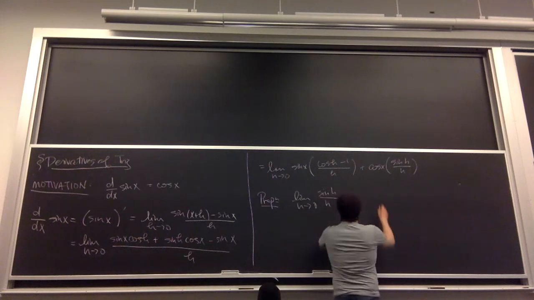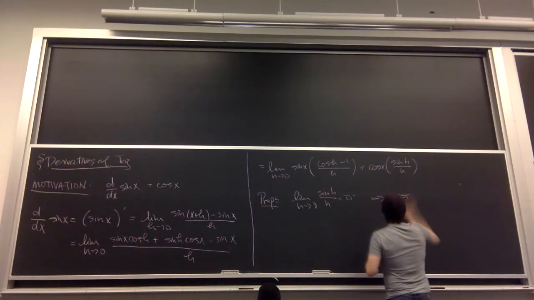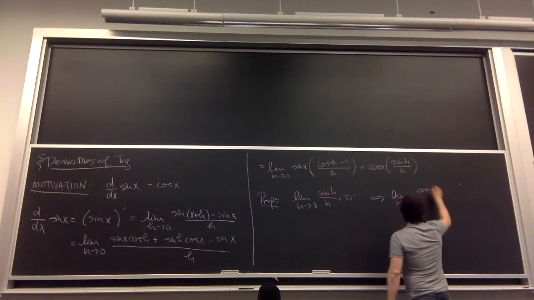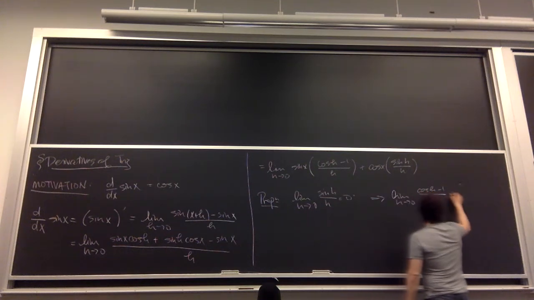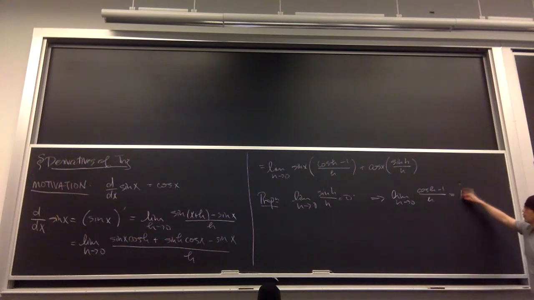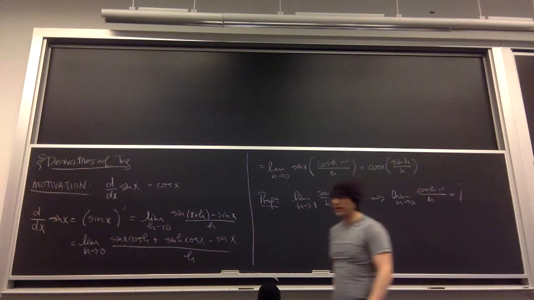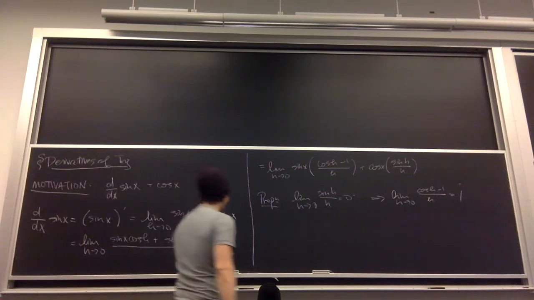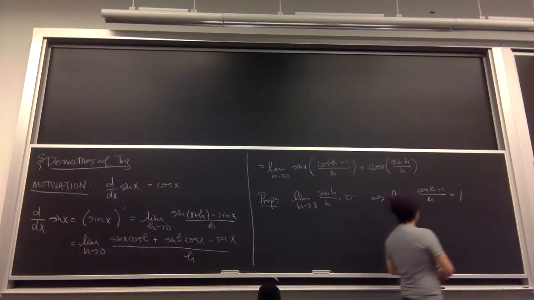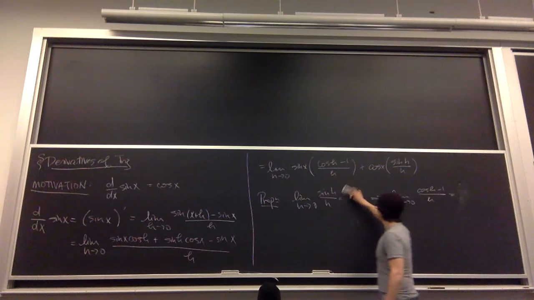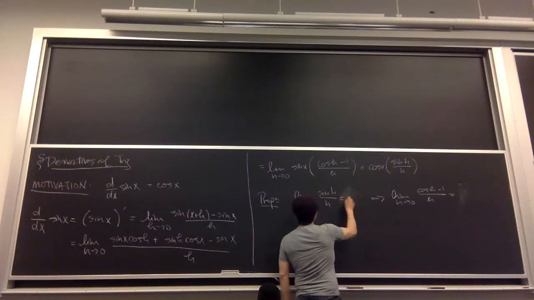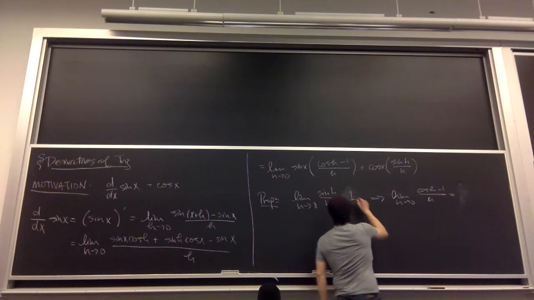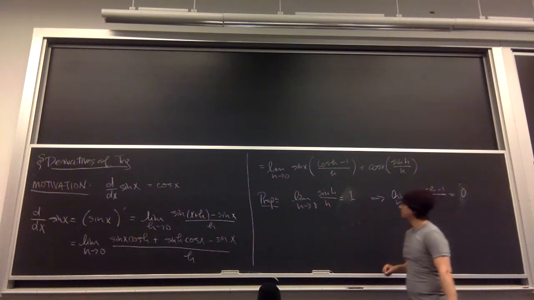Actually, what's consequent from this is that the limit as h goes to 0 of cos h minus 1 over h, and that's equal to 1, I believe. Or did I reverse these? Oh, I'm teaching you wrong. It's hilarious. Sorry, this is a 1. This is a 0. Okay.